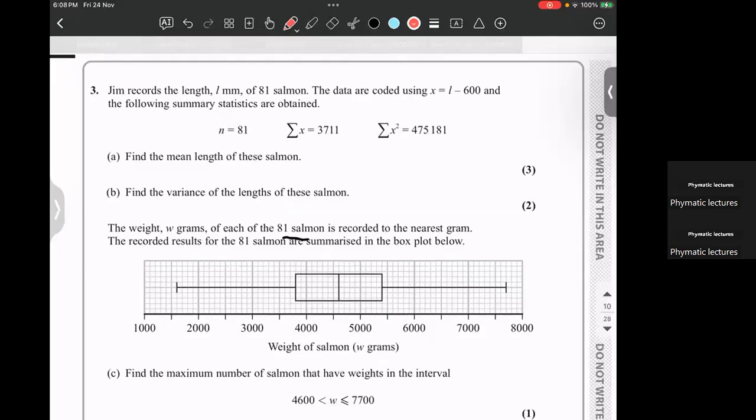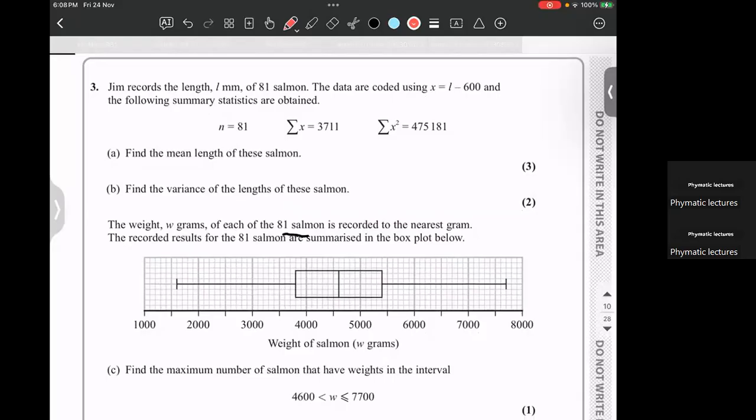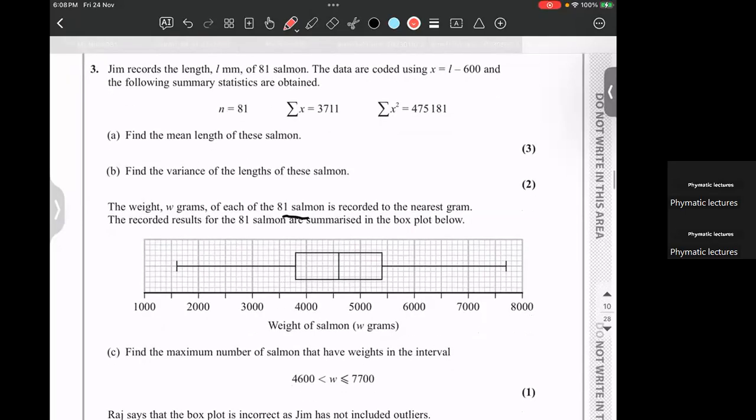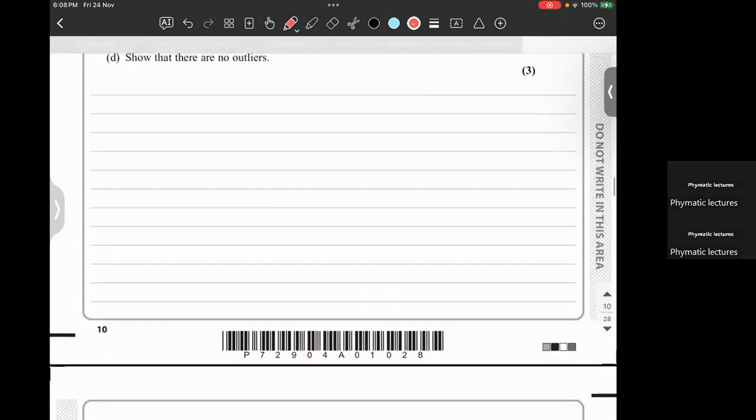Question number 3. Jim records the length of 81 salmon. The data are coded using the equation x is equal to L minus 600 and the following summary statistics are obtained. Find the mean of this salmon. So here, this is the coded data and this is the coded summary and this is the total number. So they're asking to find the mean.